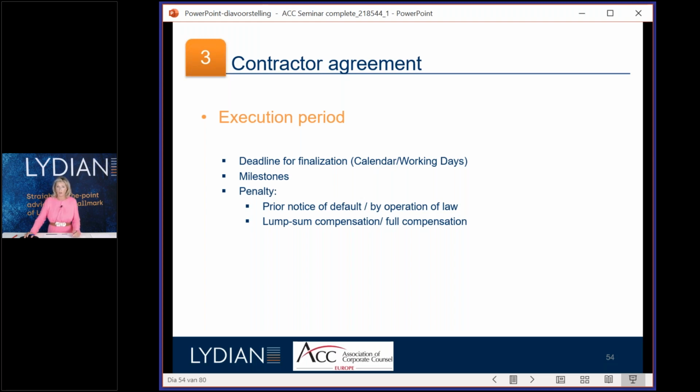And then also the amount of the penalties: will it be a lump sum compensation, for example X euro per calendar day or per working day? Sometimes the amount of the penalties for late performance can be capped. They can be capped to a certain total amount, or to a certain percentage of the contract price. Or will the client go for a full compensation in case of late performance of the works?